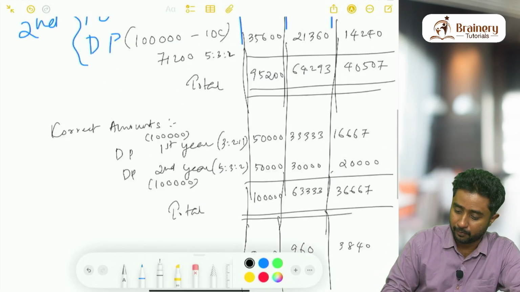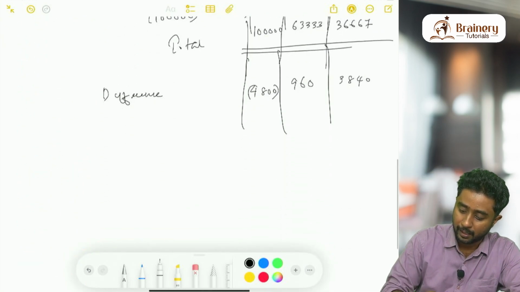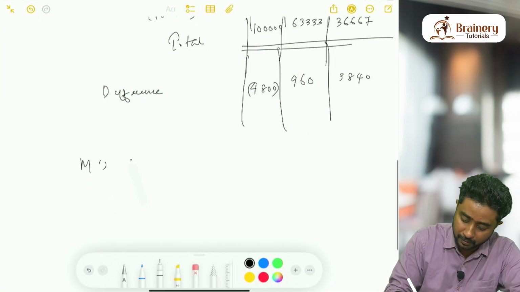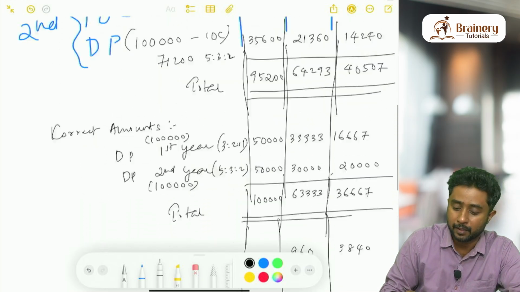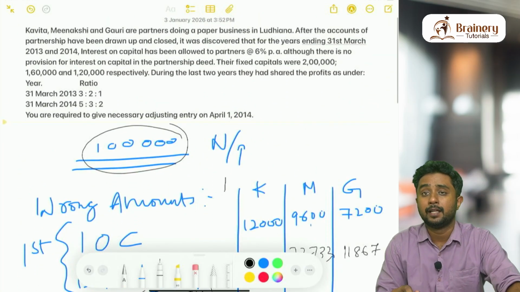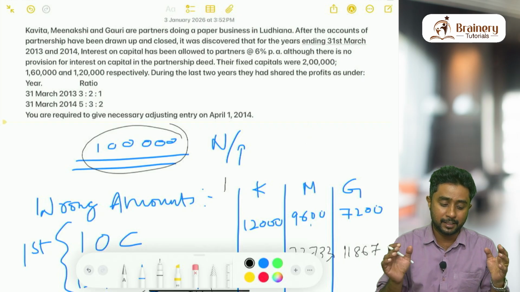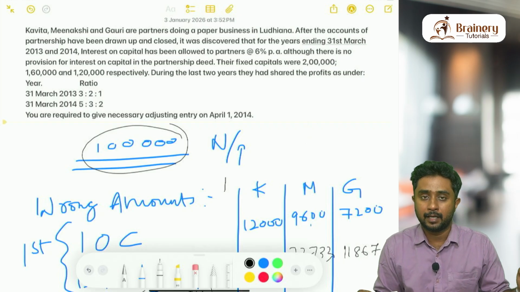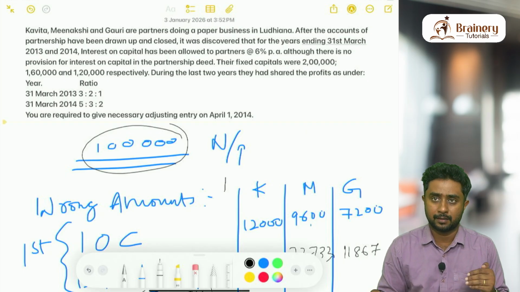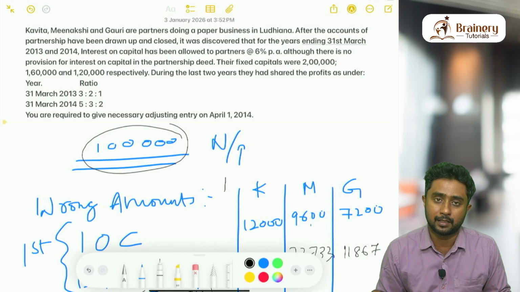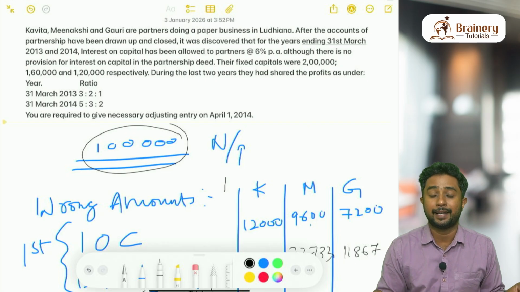Second partner's name here. Second partner is M. So M's current account debit. Why did I write current account here? Because the question clearly says that their fixed capitals were given. That means for adjustment entries, whenever partners are using the fixed capital method, most of the amounts that are related to the partners will be recorded in the current accounts only.